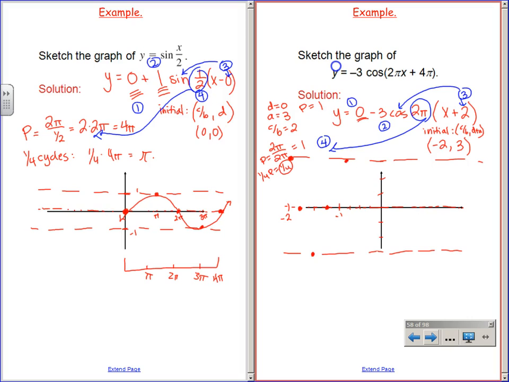And in just 1/4, I need to complete one whole wave in 1 unit. Which is so different than these guys that were measuring by pi's. Because this one, it took 4 pi. 4 times 3 is like 12-ish, 13-ish. Took 12 or 13 to get this whole graph over here. This one only took 1 because of this B.